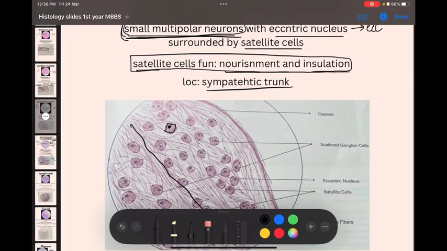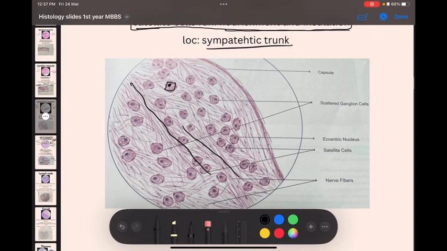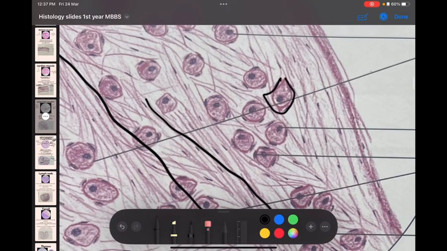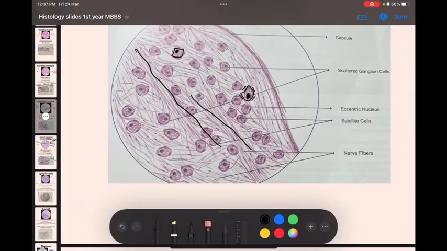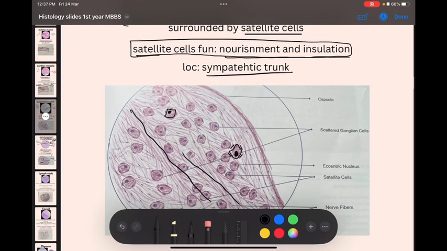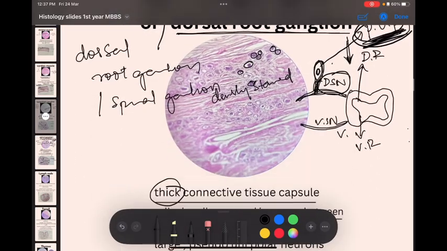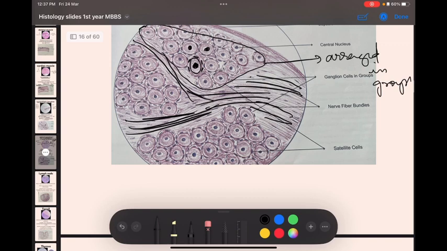So these are nerve fibers. The ganglionic cells are scattered everywhere with eccentric nucleus and satellite cells. And then we have a thin capsule in the case of sympathetic. Scattered ganglionic cells, eccentric nucleus, satellite cells, nerve fibers. Easy, yeah. Done. Spinal ganglion was also done.